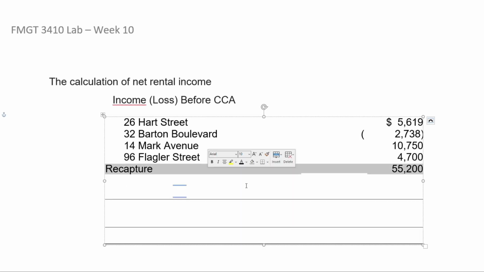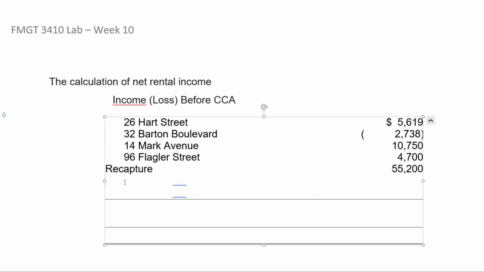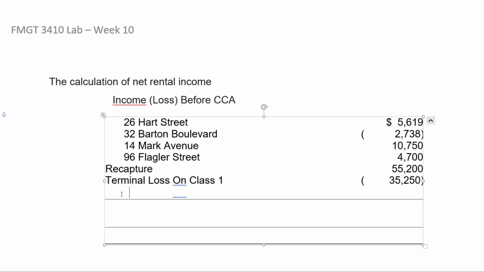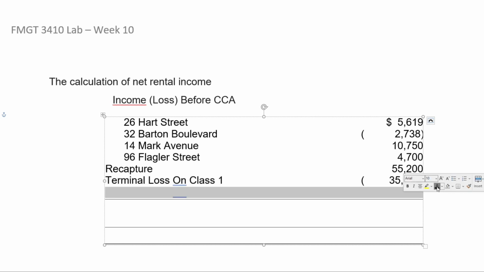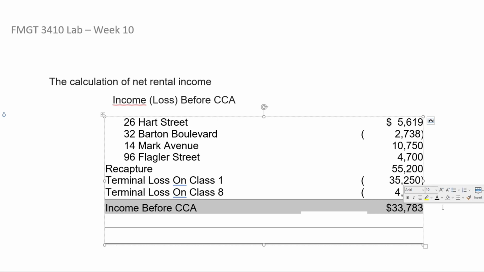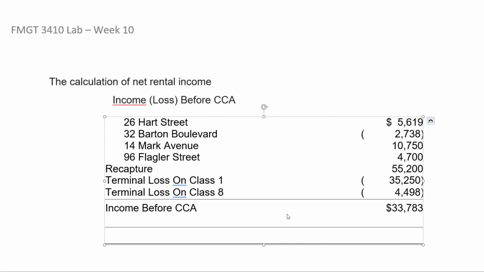Next, we should consider adding the recapture. And after recapture, we should consider the terminal loss on the class 1 asset. That was one of the buildings that was sold. And there was also a terminal loss on the furniture that was sold. Totaling all of that up, our income before capital cost allowance is $33,783.